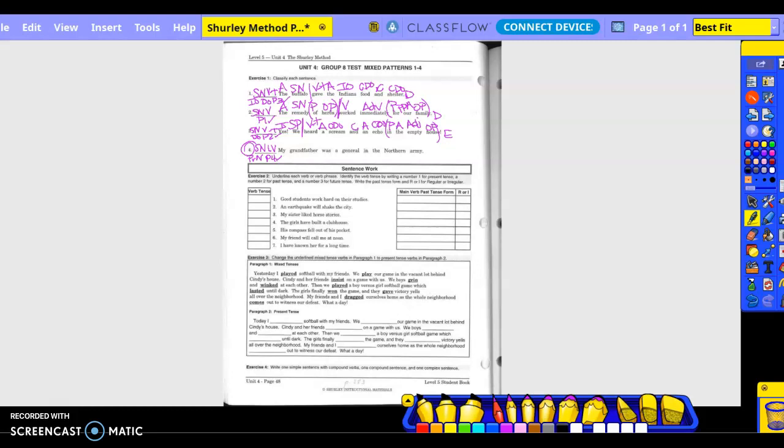And like I said, we're going to do number 4 for homework, and that pattern is pattern 4, so subject, noun, linking verb, predicate, noun. Okay? All right.